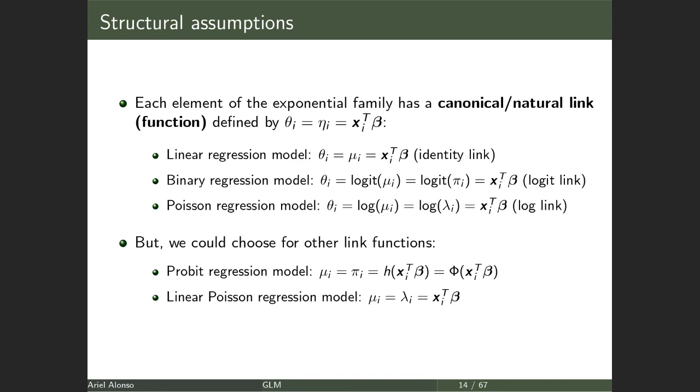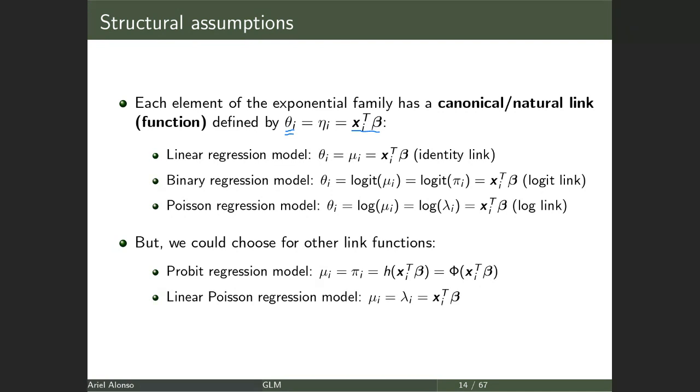Now, I told you that when we were introducing the linear model, the binary model, the Poisson model, we typically chose the identity link, the logit link, the logarithmic link, and we call these links the canonical or natural links. Why? Well, the canonical link is when you model your natural parameter, theta_i, directly: you equate theta_i to the linear predictor. That, of course, implies you're using a certain link function, because the link function is what links mu with theta_i.